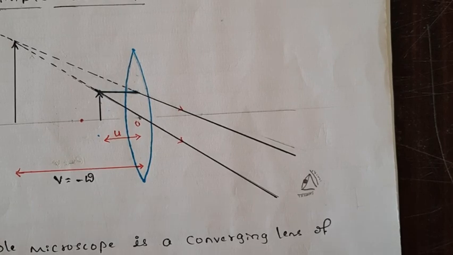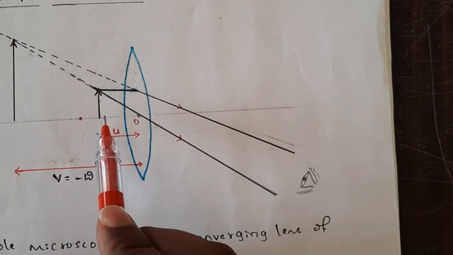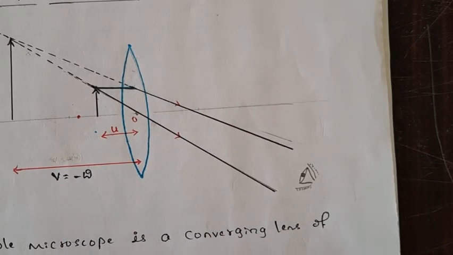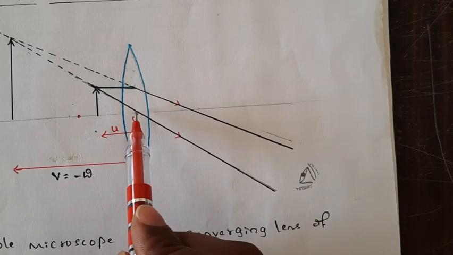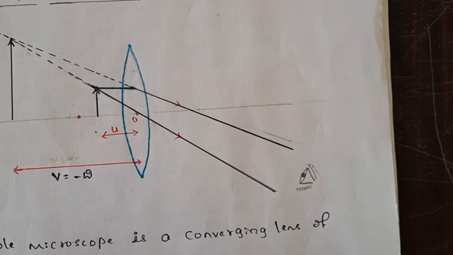So I want to see the erect magnified image of this tiny object. That's why we have to keep the lens in such a way that the object is at a distance lesser than its focal length.